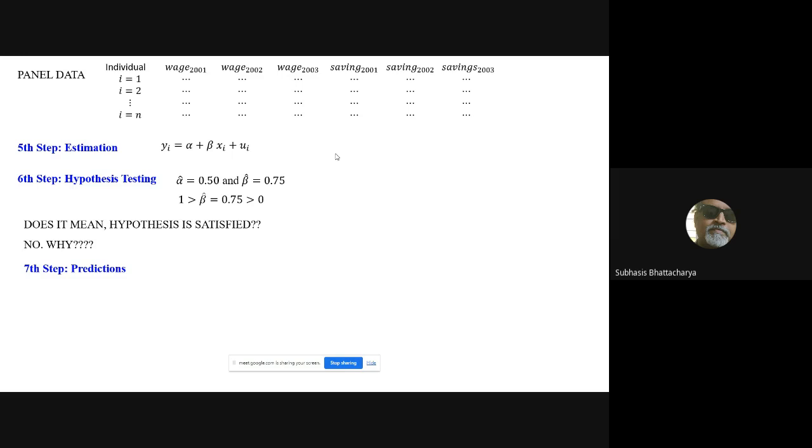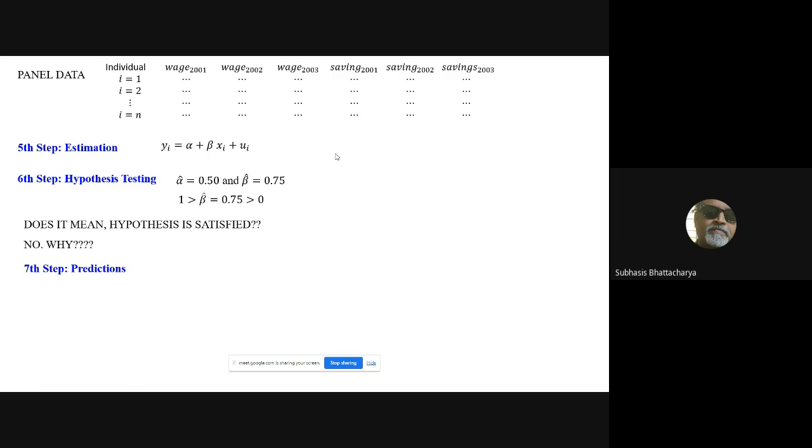And this alpha hat and beta hat, which are calculated on the basis of the chosen sample, are called sample statistics. Alpha hat and beta hat are what? The sample statistics. And what are alpha and beta? The population parameters.